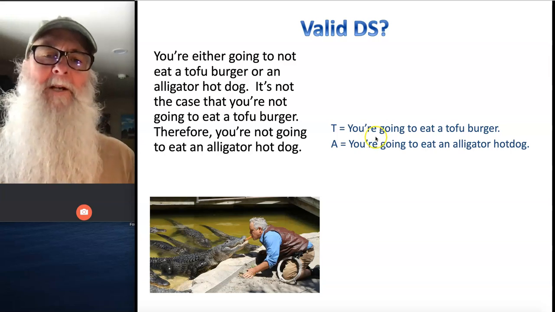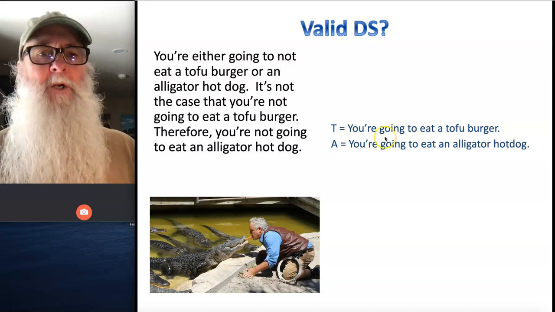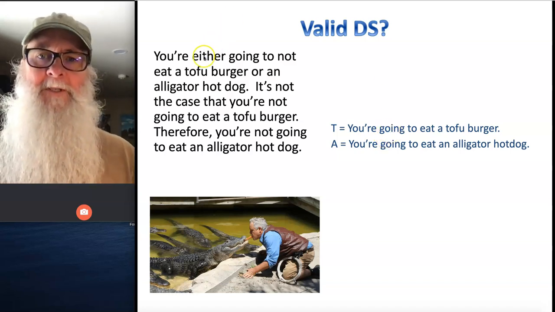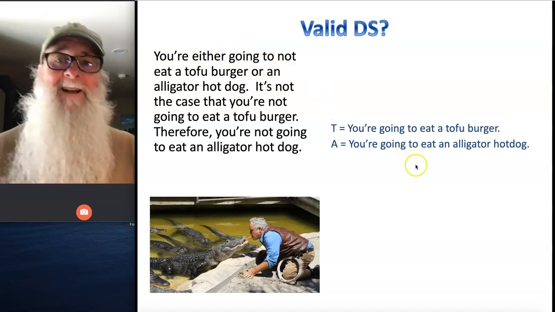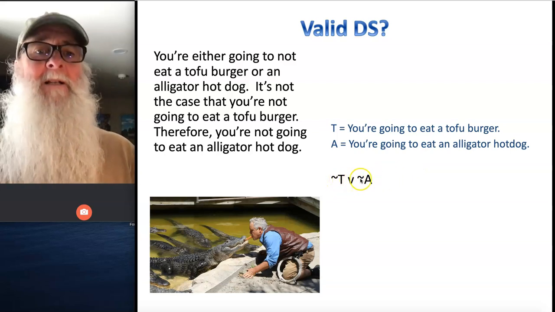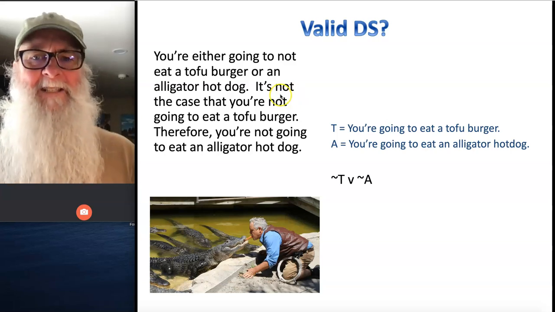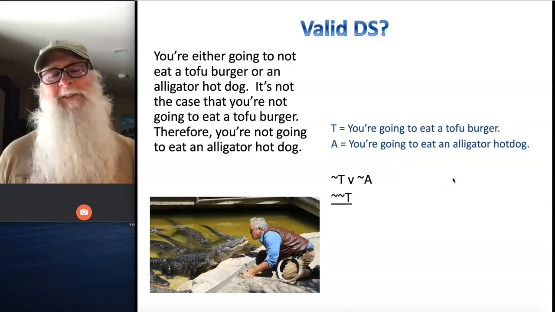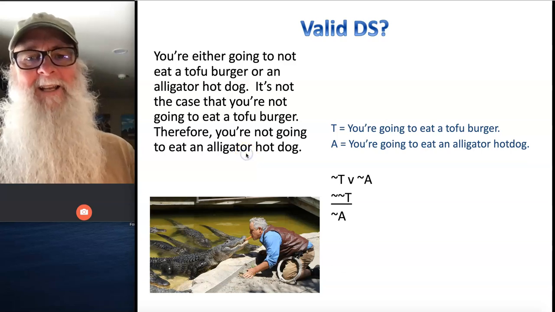So we're going to use the letter T to represent the statement, you're going to eat a tofu burger, and A, you're going to eat an alligator hot dog, and we're going to represent the individual statements of this argument. So you're either going to not eat a tofu burger or not eat an alligator hot dog. That means tilde T or tilde A. The second premise says this. It's confusing. It's not the case that you're not going to eat a tofu burger. That calls for the dreaded double tilde. And our conclusion says you're not going to eat an alligator hot dog.